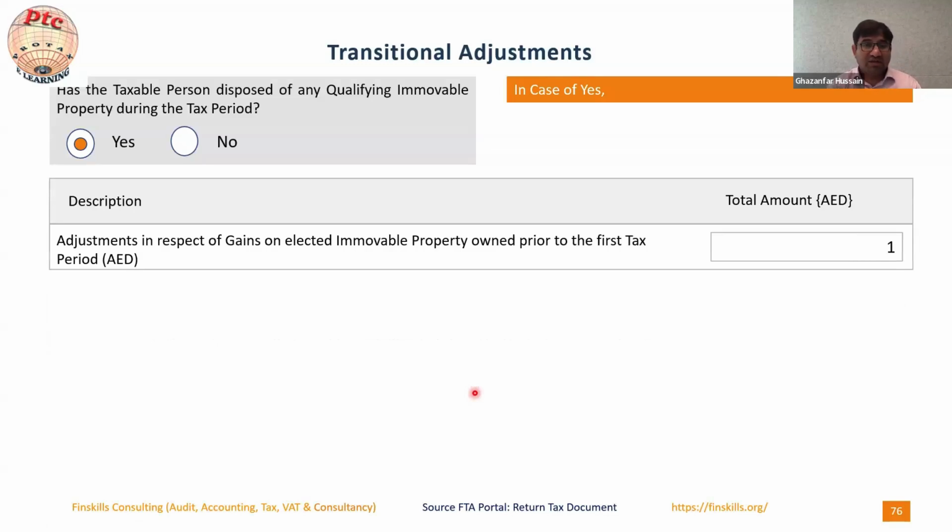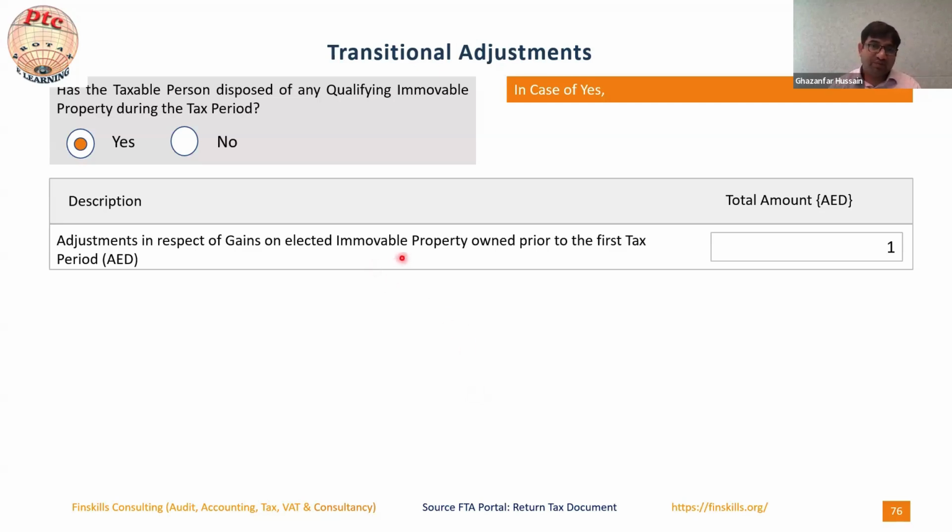Accounting on the adjustment in respect of gain on elected immovable property owned prior to the first tax period. Now, for this first tax period, whatever the properties of the organization or the natural person, they have to register and do the evaluation. There are two methods. We will discuss in detail what the two methods are and which way you will go. Because you have to log the property value, either you go on the cost model and log the property value, or you can take the revaluation and give the valuation to the FTA in the first return.